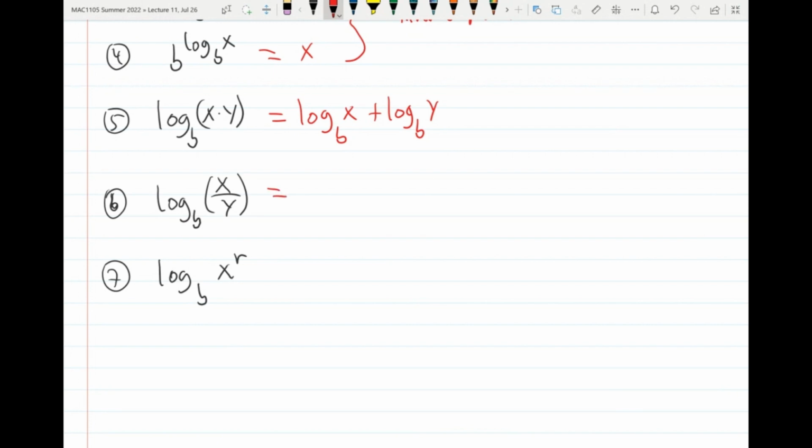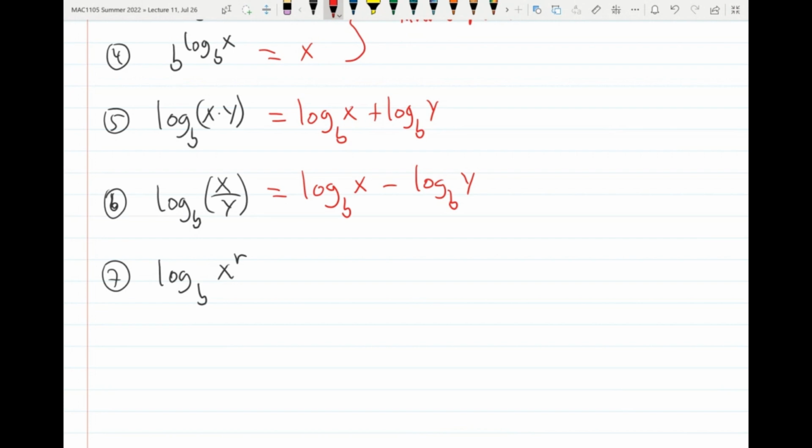All right. On a similar note, this one corresponds to the property that when you divide exponentials with the same base, what do you do with the exponents? You subtract them. So logarithms send quotients to differences. This is log base b of x minus log base b of y. Okay? So they send products to sums, they send quotients to differences.